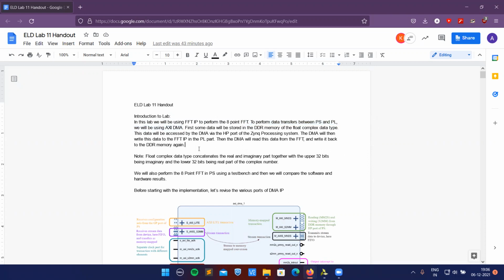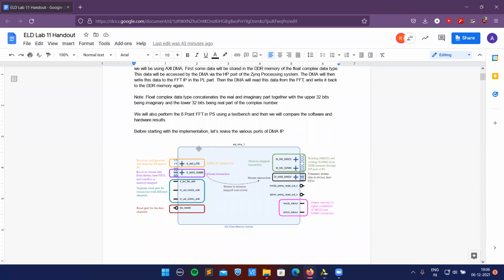We know that the data is initially stored in the DDR memory, and that is going to be accessed by the DMA via the high performance port of the Zynq processing system. So the DMA is going to be connected to the Zynq processing system using the AXI MM2S and AXI S2MM for reading and writing with the Zynq processing system, and the Zynq processing system is then connected to the DDR. The DMA is going to work as the link between our IP and the PS.